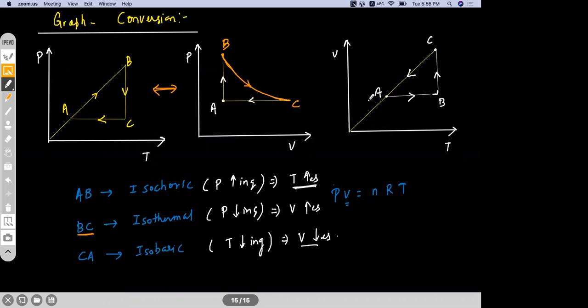Now we'll cross check all the data. A to B, you see constant volume, isochoric, temperature increases. B to C, isothermal, constant temperature, volume increases. So this is the correct VT graph we have from the PV or PT we have drawn. If VT is given, you can convert into PV. If PT is given, you can convert into PV like this, and then you can find out the work done in this process.